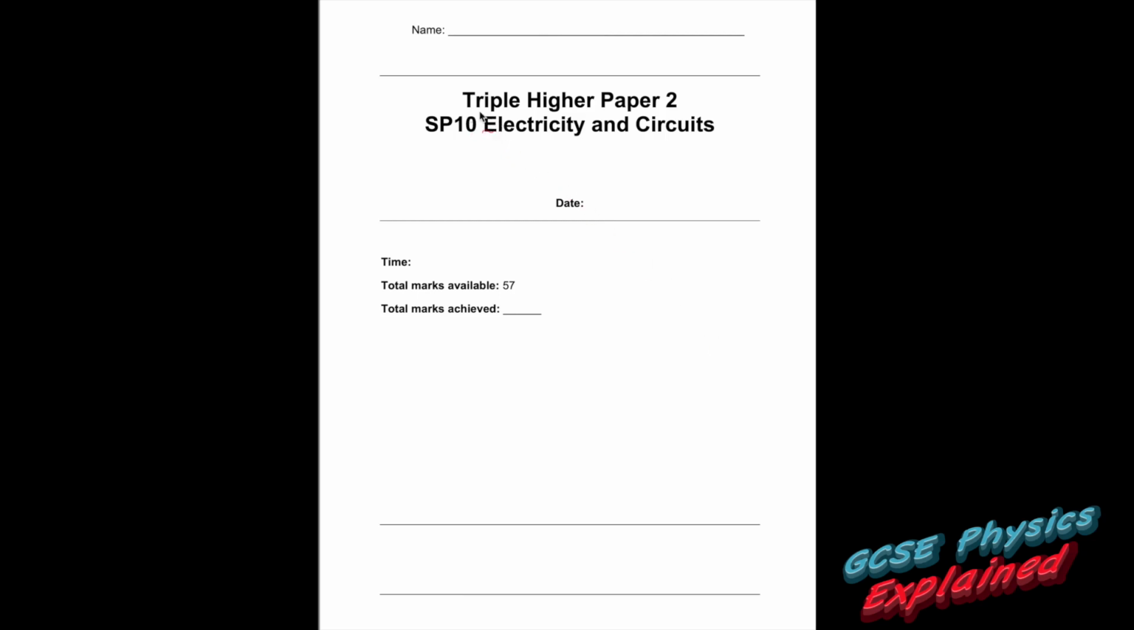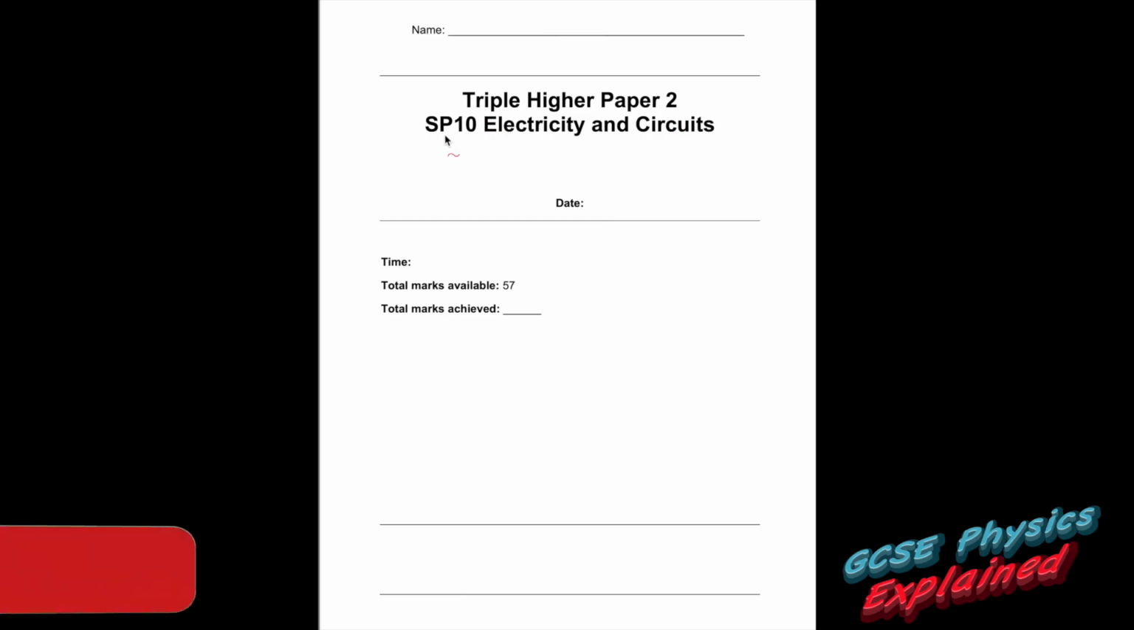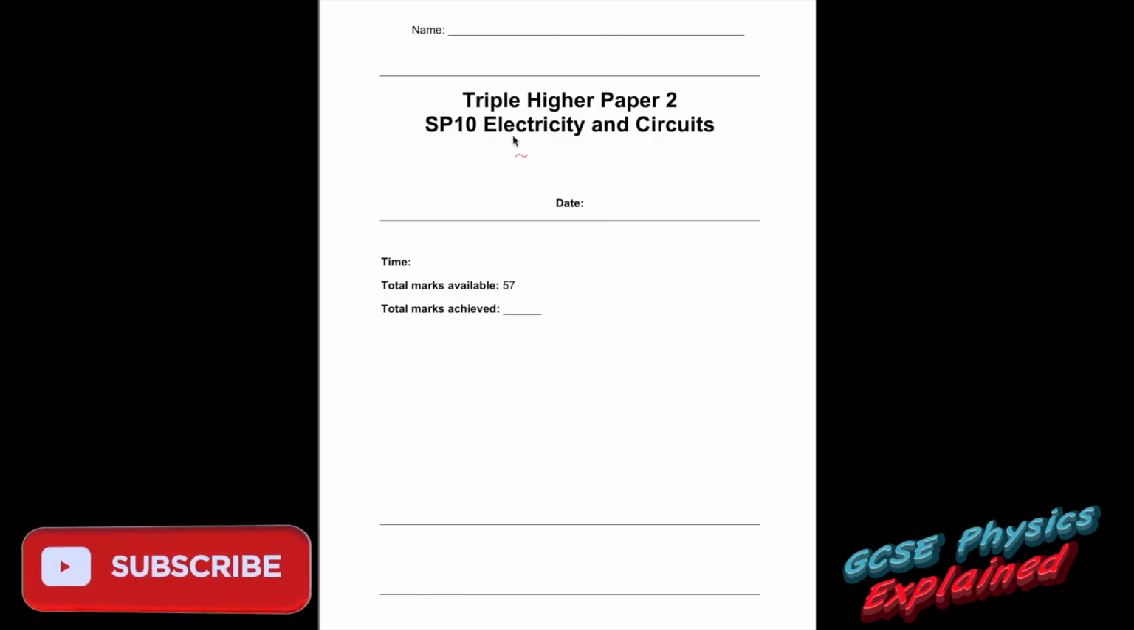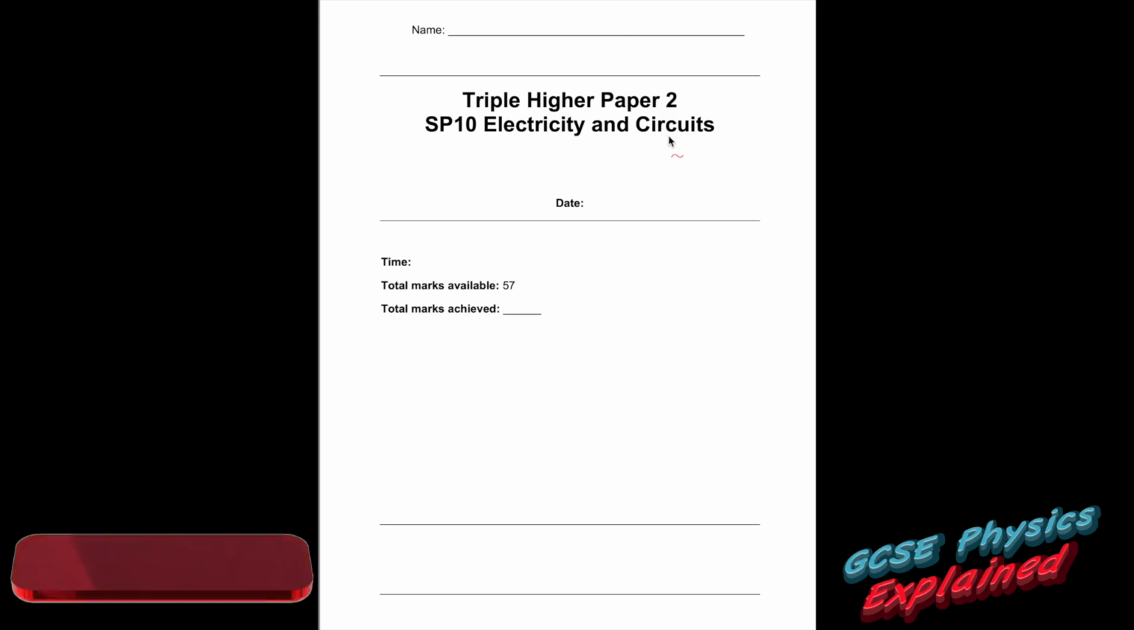Right, I'm going to go over a triple higher paper 2. It's the questions from SP10 unit, which is electricity and circuits. So these questions will be very general about electricity and circuits from any exam board. All these questions have been taken from recent exam papers from the last 3 years, and you can see there's 57 marks worth of questions. So the examiners like to ask you questions about electricity and circuits.